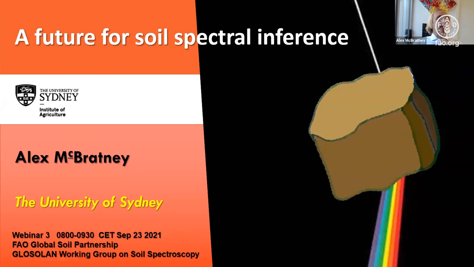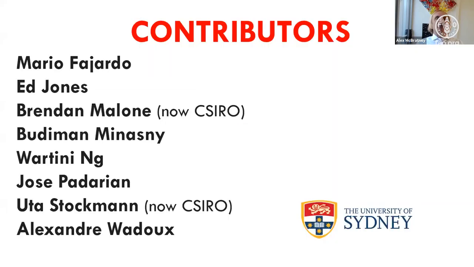So today I'm going to talk about a future for soil spectral inference. And we'll try and explain what some of these words mean. And I'll also acknowledge that myself and my colleagues are from the University of Sydney, here in Sydney, New South Wales, Australia. And we have just acknowledged several contributors to this work. But the ideas that we're talking about today, we've had lots of contributors, Mario and Ed, Brendan, Budiman, Wartini, Jose, Uta, and Alex. A couple of them have joined CSIRO, but we continue to work on this topic, and we plan to work on this topic for a lot longer.